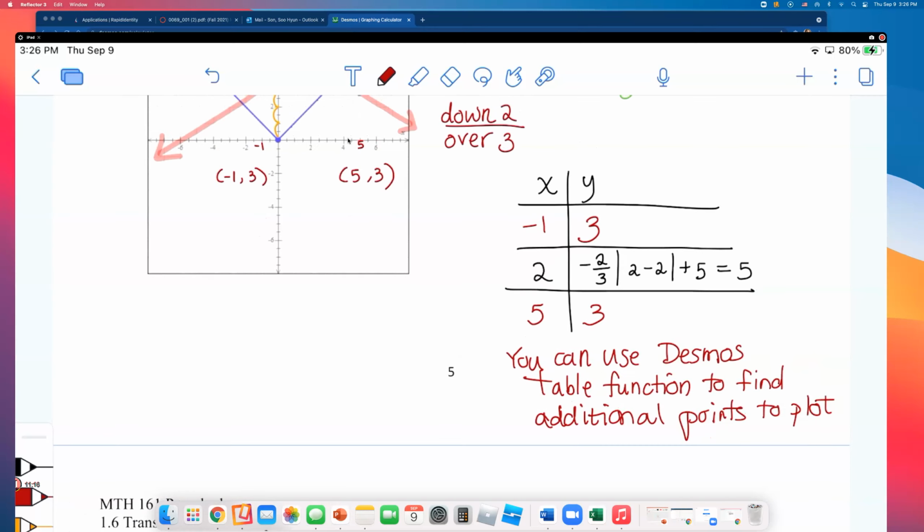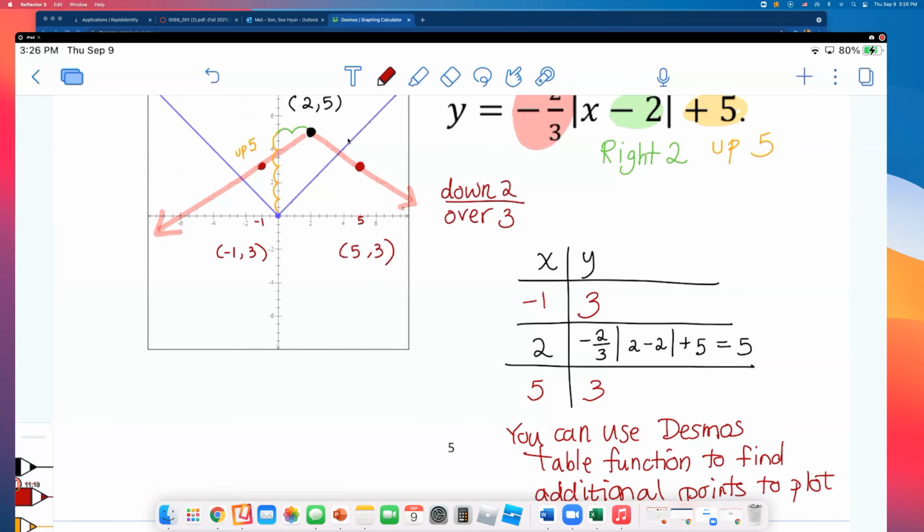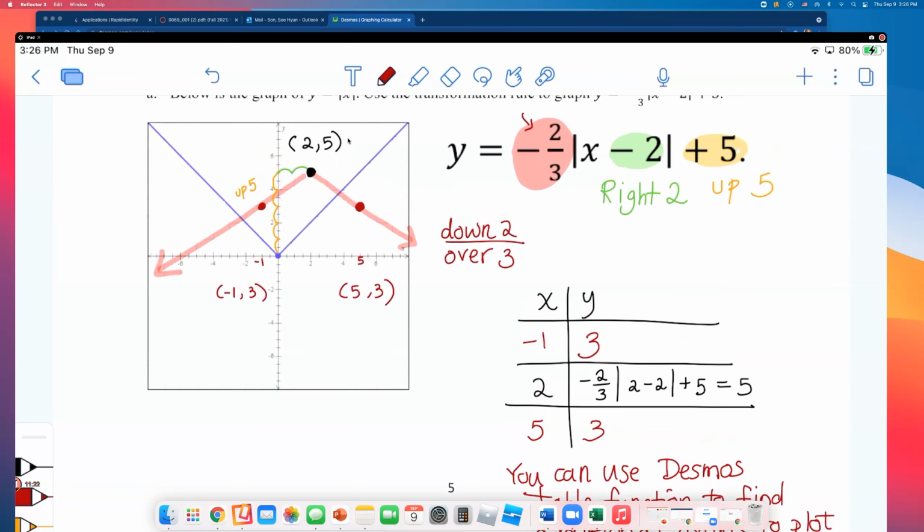Okay, you can always do that. And that matches what I did by just looking at the coefficient as a slope. I have a point at -1, 3. I have a point at 5, 3. Okay, so that is how you can graph your absolute value function.